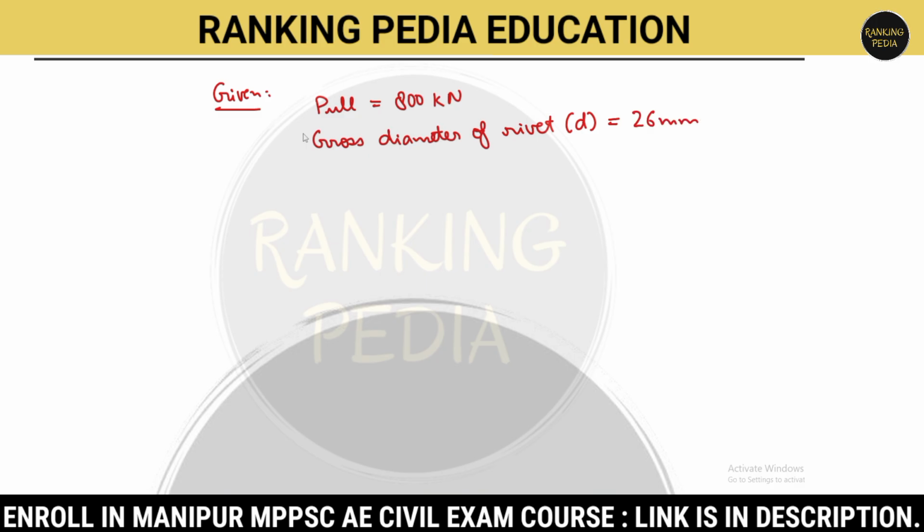Now what will we be doing? We will first find the type. We will assume power driven shop rivets. So the permissible shearing stress is 100 N/mm², and the permissible bearing stress is 300 N/mm². So we will be calculating what? First we will be calculating the shearing strength.